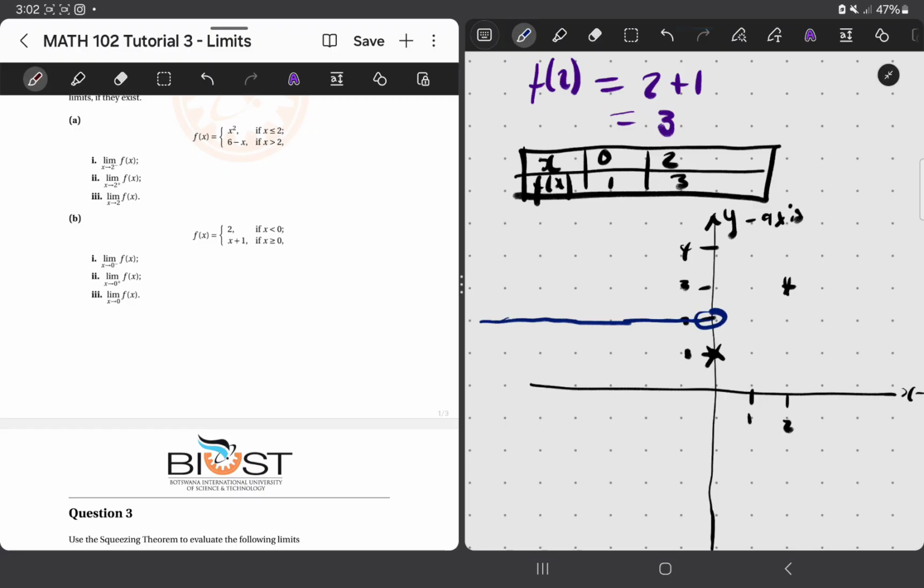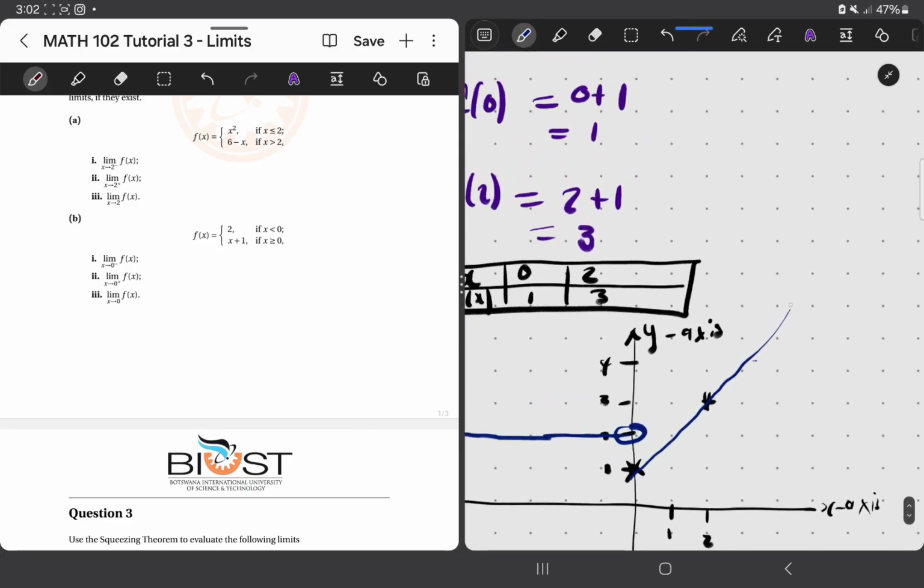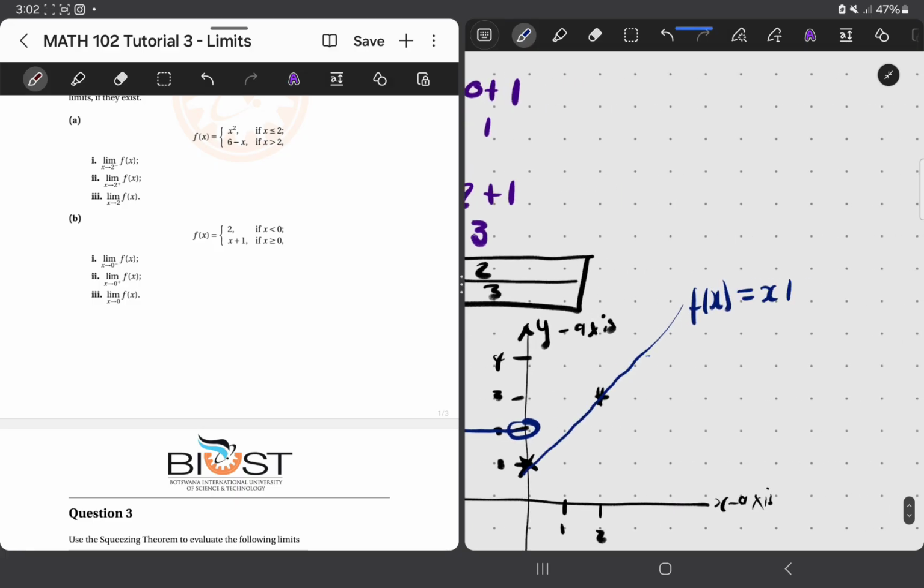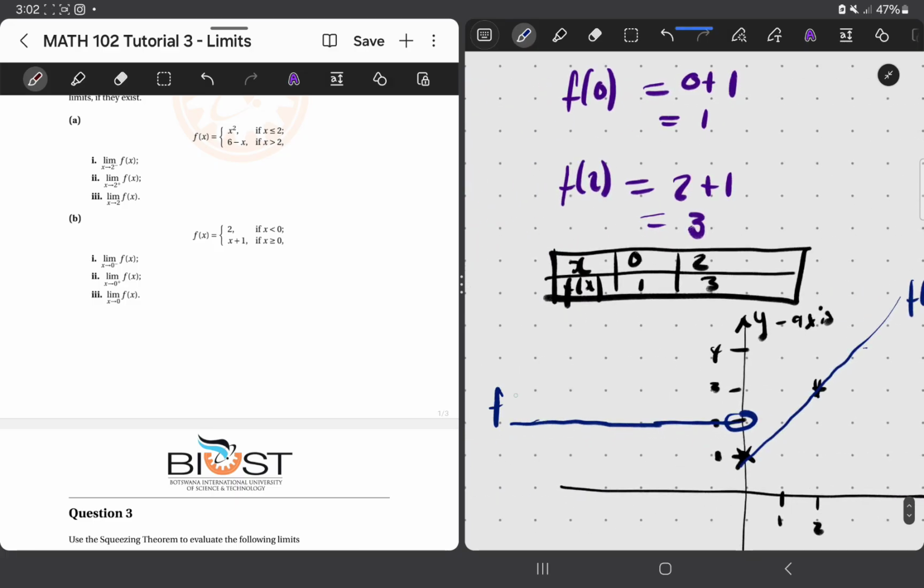It does not include this point, so it leaves it blank. Then here we draw another line which joins these two stars, going like that. This is the other one. So we have our two graphs, okay? How easy is this? So this is now f of x equal to x plus 1. Then here we have f of x equal to 2, right?